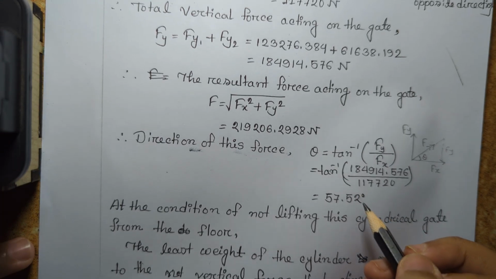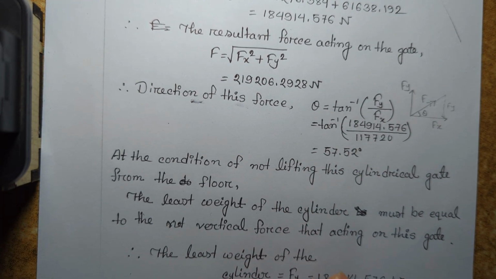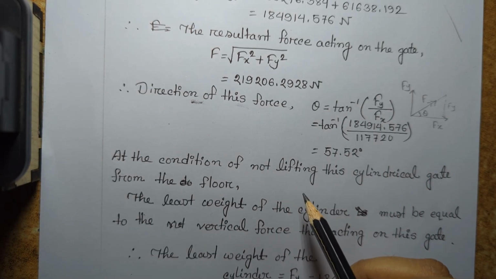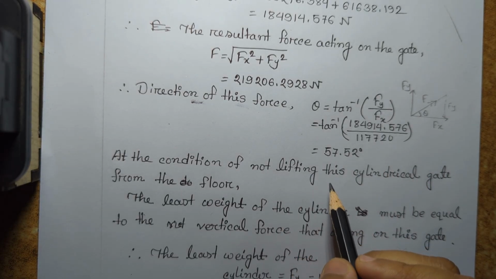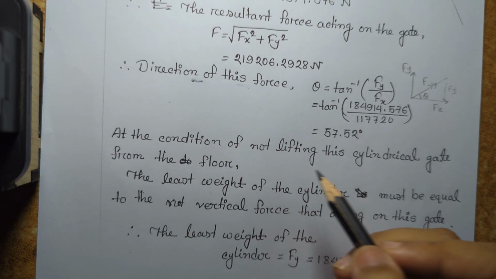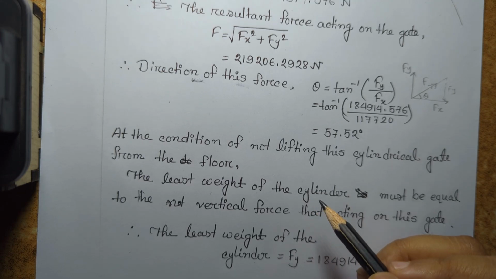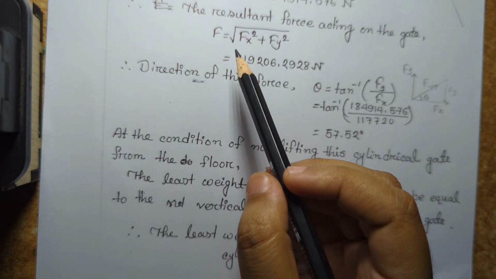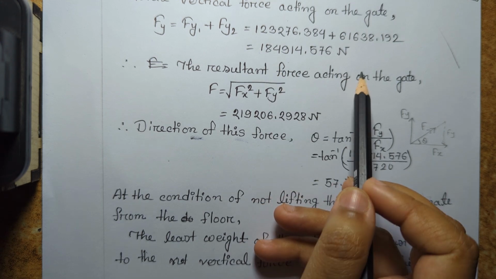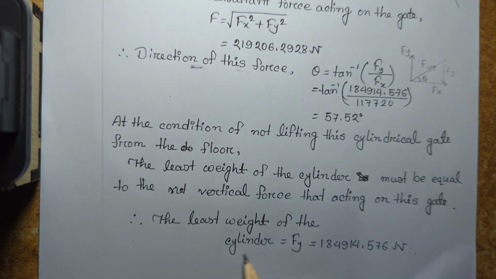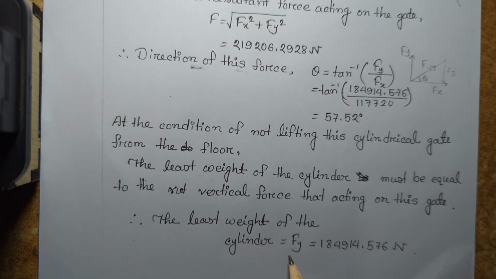Now the second question, about not lifting the cylindrical gate. We have already said that if we don't want to lift that cylindrical gate off the floor, then the weight of the cylinder must be equal to or greater than the net vertical force. We got the net vertical force Fy equal to this Newton. So the least weight of the cylinder will be also this. It can be higher than this, but here it says least weight, so we have to consider the same Newton force as the vertical force.